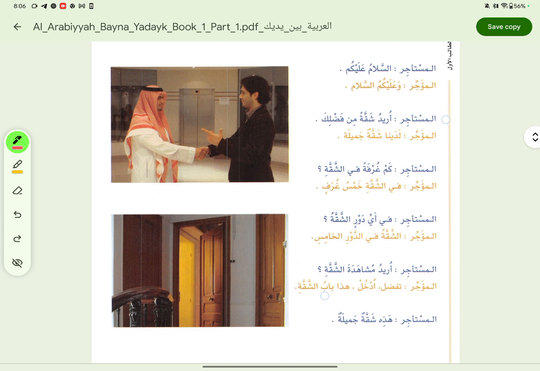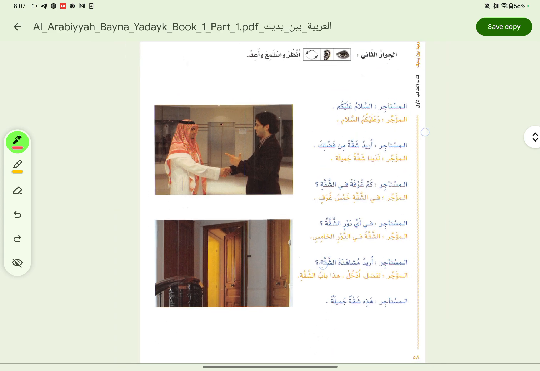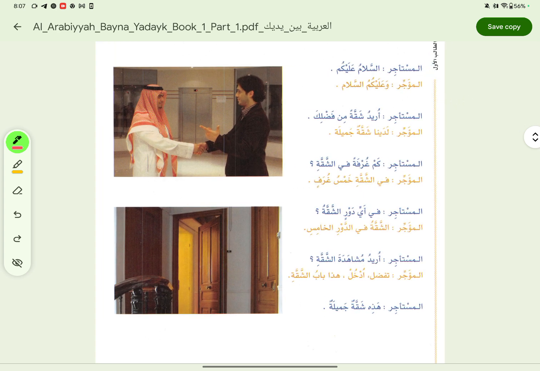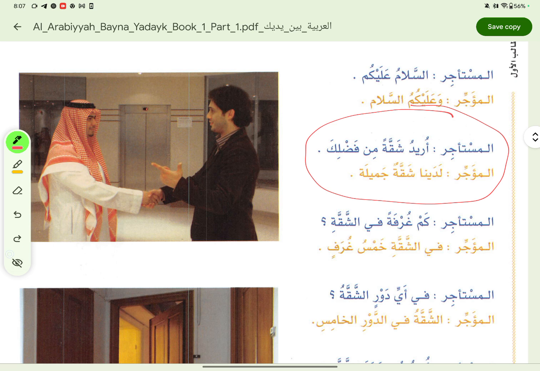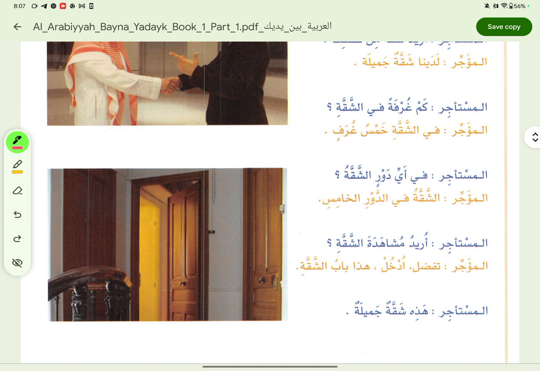Bismillah. الوحدة الثالثة، السكن. الدرس 20. الحوار الثاني. انظر واستمع. السلام عليكم. وعليكم السلام. أريد شقة من فضلك. لدينا شقة جميلة. كم غرفة في الشقة؟ في الشقة 5 غرف. في أي دور الشقة؟ الشقة في الدور الخامس. أريد مشاهدة الشقة. تفضل، ادخل. هذه هي الشقة. هذه شقة جميلة. والآن جاء دورك.